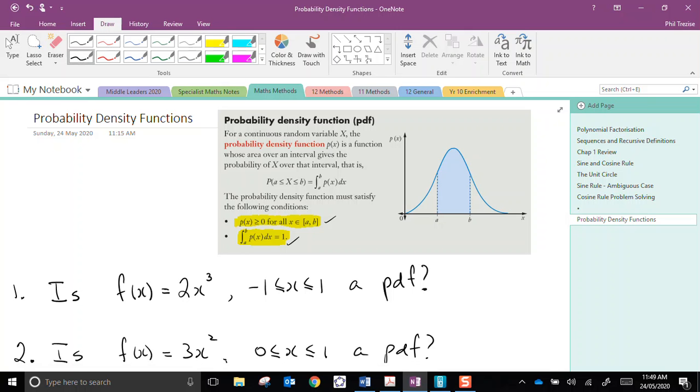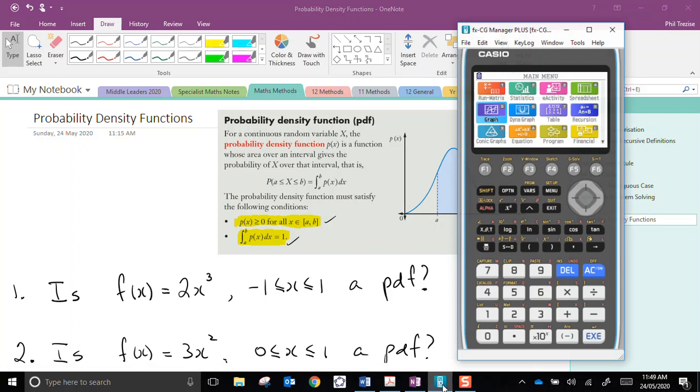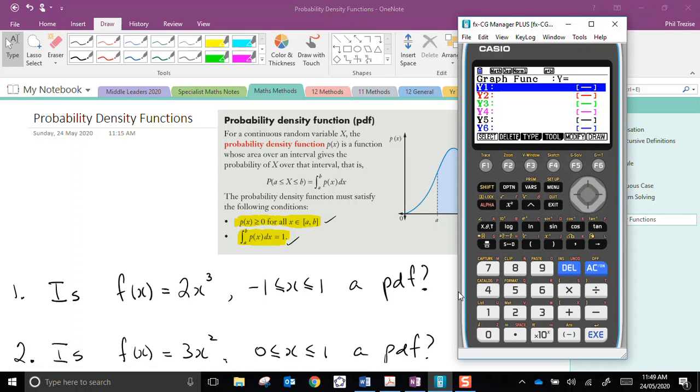Let's take a look at a couple of examples here. Let's look first at this question. Is this function 2x cubed from -1 to 1 a probability density function? Well, let's just imagine if we pop over onto our graph and we graph that, 2x cubed. Now I will limit the domain from -1 to 1. Remember, we can use this notation to limit the domain on our calculator. Let's draw that. There's the graph of 2x cubed.